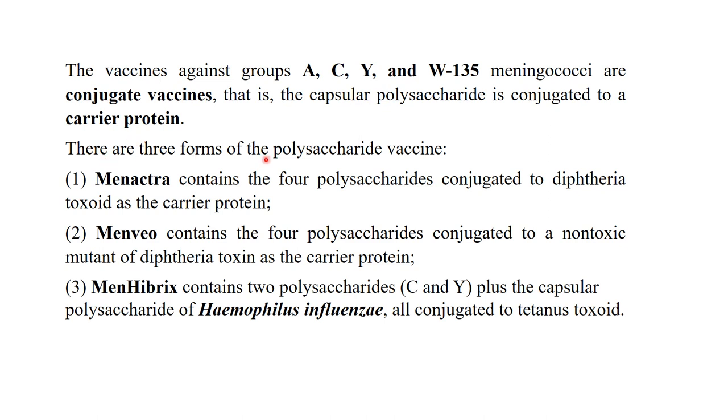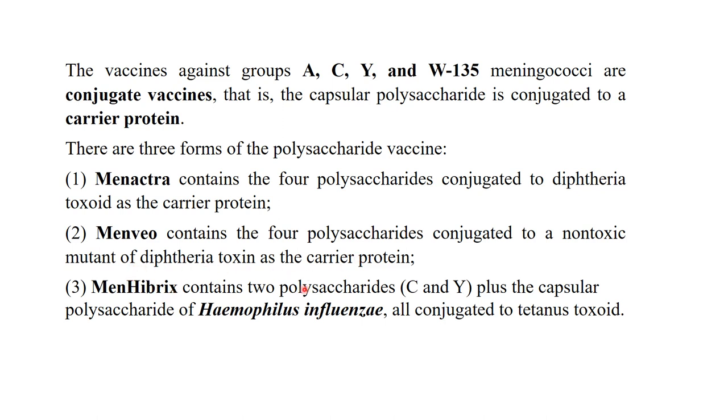There are three forms of polysaccharide vaccines. Menactra contains the four polysaccharides conjugated to diphtheria toxoid as a carrier protein. Menactra has four polysaccharides, and the diphtheria toxoid acts as the carrier protein. Whereas Menveo contains the four polysaccharides conjugated to a non-toxic mutant of diphtheria toxin as the carrier protein.